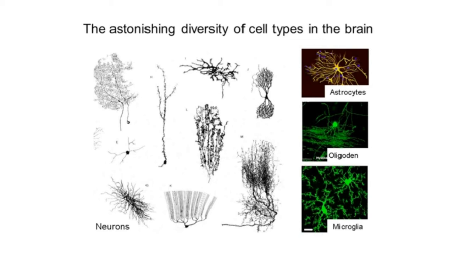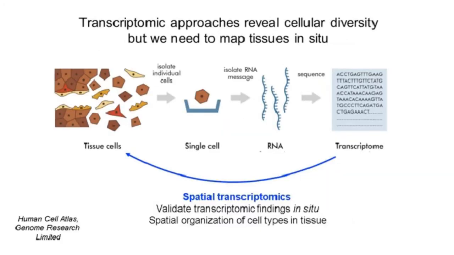Our minds are built on this rich cellular diversity of the nervous system, and as you would expect, many neurological disorders affect specific brain cell types. To understand what these cells do in the healthy and the diseased brain, we need to identify and map these cells. One way of doing this is using transcriptomic methods to determine the gene expression signatures of neural cell types.